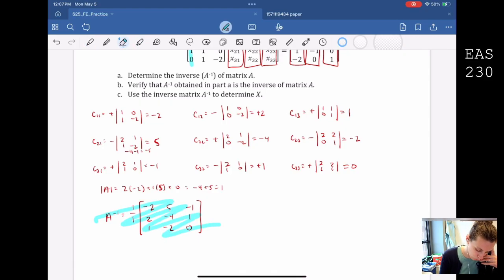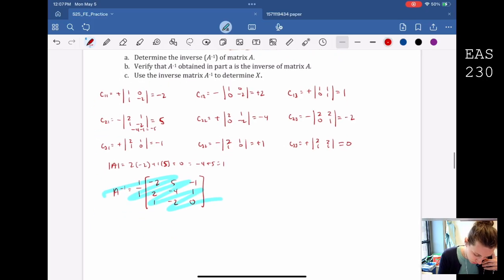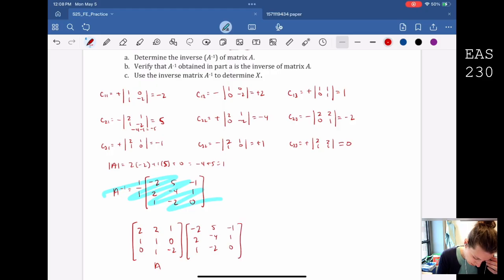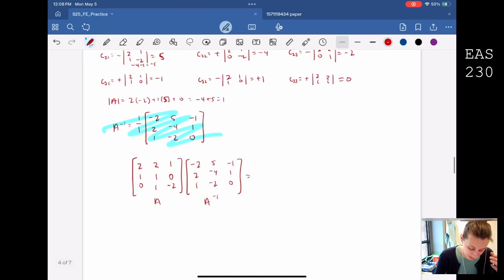I could remove my fraction out front because it's not really a fraction, but it's also fine if you write it as a fraction out front. If I want to verify that it is the inverse, then I just need to do my multiplication. So I'm going to go ahead and write A down. I'm going to multiply that by my A inverse. And I should get identity.